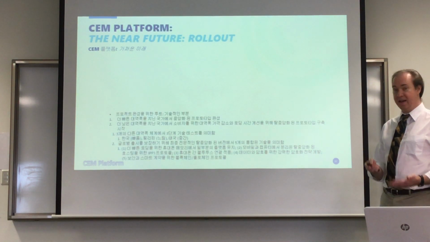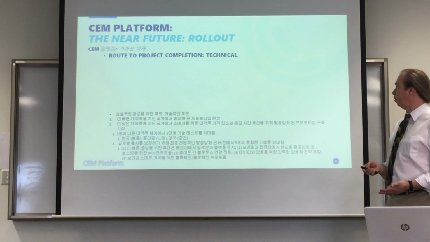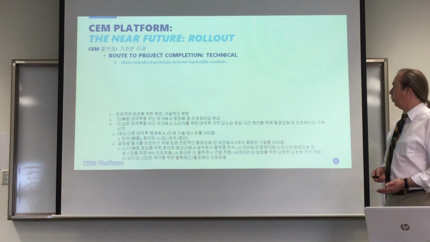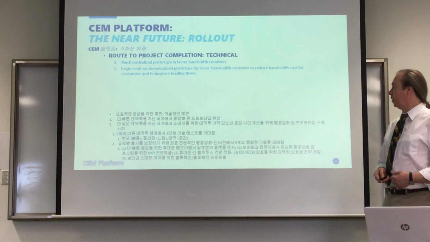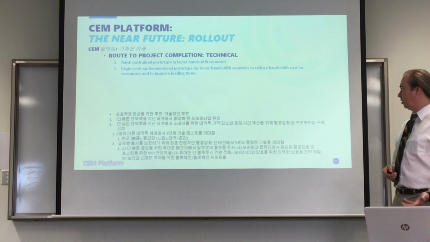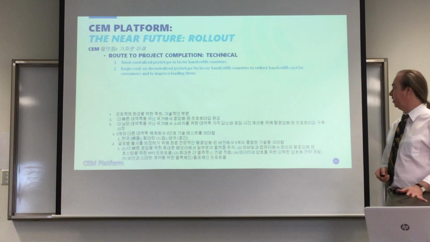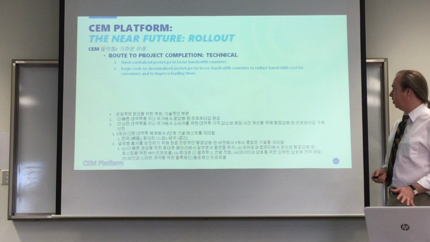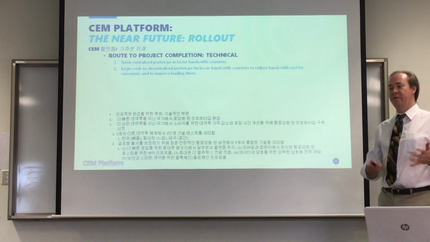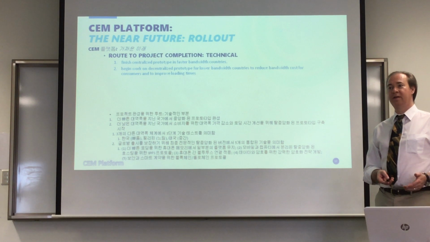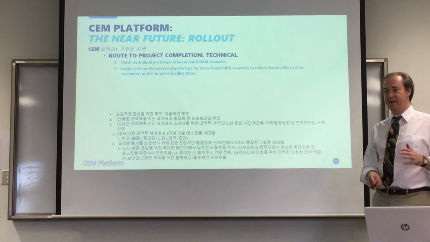For the rollout of the technical plan, the route to project completion, we need to finish the centralized prototype in faster bandwidth countries. This is completed by the end of this year. After this, we begin work on the decentralized prototype for lower bandwidth countries to reduce bandwidth costs for consumers and to improve loading times. Because even though there are over 5 billion mobile phones in the world, equal access to bandwidth and the costs are very unequal.